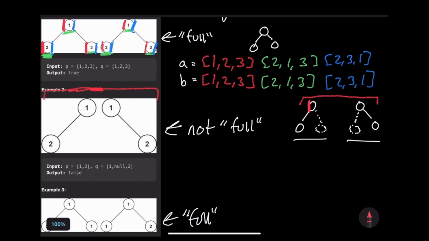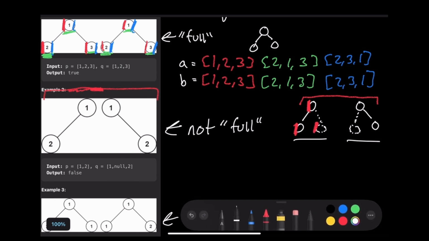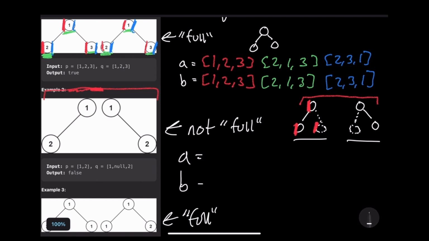For a pre-order traversal, we would hit 1, then 2, then null. So I gotta write in A, B. For the first tree, this would be 1, then 2, then none for that empty one. Whereas for the other one, it would be 1, then none, then 2. So notice how those are already different.